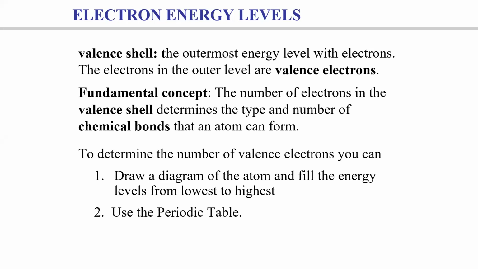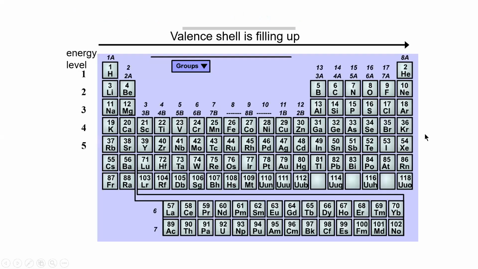And that's something I'm going to ask you to do on the test, and there are 2 ways to do it. The way that takes a lot of time is what we've just done. Draw a diagram of the atom, fill up the energy levels with the electrons from lowest to highest, and then look and see where the valence shell is and how many electrons it has in the valence shell. That's what we've just been doing in our examples. There's another way to tell how many valence electrons an atom has, and that's to use the periodic table. So let's talk about how that works.